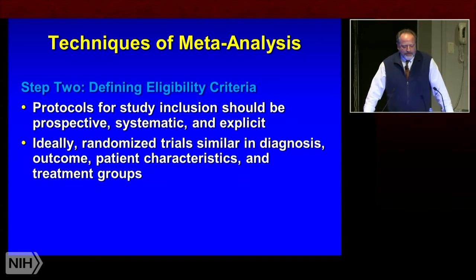The second thing is you have to define prospectively. A meta-analysis should be done prospectively. The only thing different from a randomized controlled trial is the patients have already been enrolled. And you have to write out ahead of time your inclusion criteria. It should be prospective, systematic, and explicit. And ideally, you want to combine randomized controlled trials with a similar diagnosis, outcome, patient characteristics, and treatment groups.